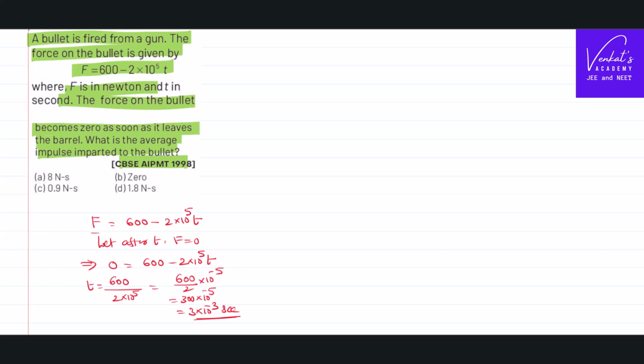We need to calculate impulse. Impulse or average impulse is defined as force acting on a body for a small interval of the time. As you have considered a small interval of the time, the impulse that you get also will be small. So dI will be F into dt. I know already the value of F given in the problem: 600 minus 2 into 10 power 5 times of t, dt. This is a small change in impulse in the small interval of the time.